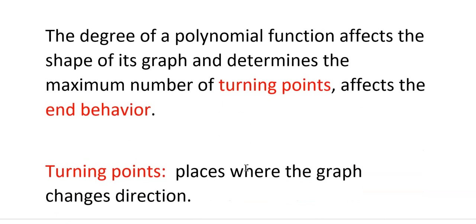Okay, here's where this is going to be new. So starting right here, you might want to jot down what things are, but if you get it once I've talked about it, certainly, that's totally fine. The degree of a polynomial function affects the shape of its graph and determines the maximum number of turning points and also affects the end behavior. Turning points are places where the graph changes direction. So I'm going to do a quick little sketch just to show you what turning points are.